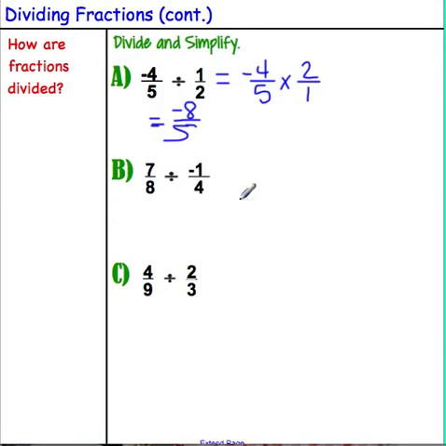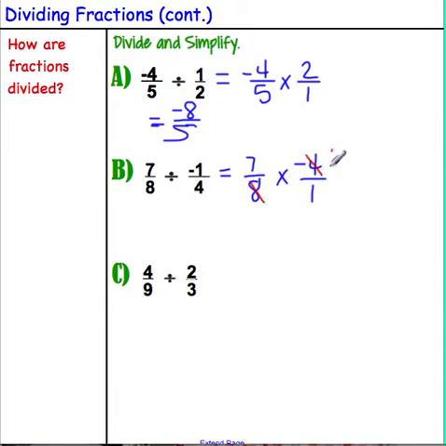Alright, so taking this problem, we keep 7/8 exactly as it is, and we take negative 1/4 and we change it into negative 4 over 1. Now if you want to keep the negative sign with the negative 1, that is fine as well, and we'll multiply.